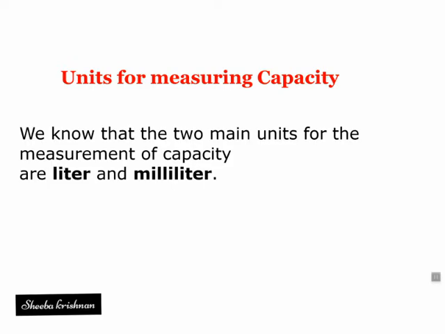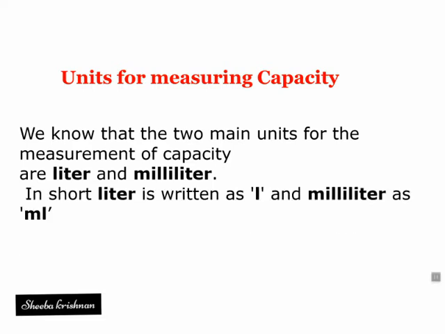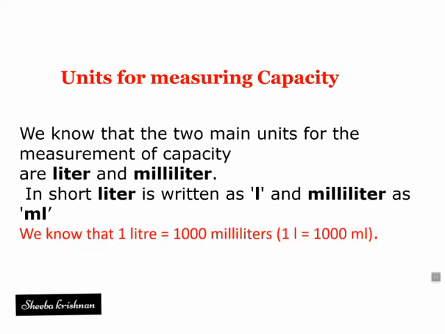Now we can see what are the units of measuring capacity. We know that two main units for measuring capacity are liters and milliliters. In short, liter is written as L and milliliter is written as ml. And we know 1 liter is equal to 1000 milliliter, or we can say 1000 milliliter is equal to 1 liter.